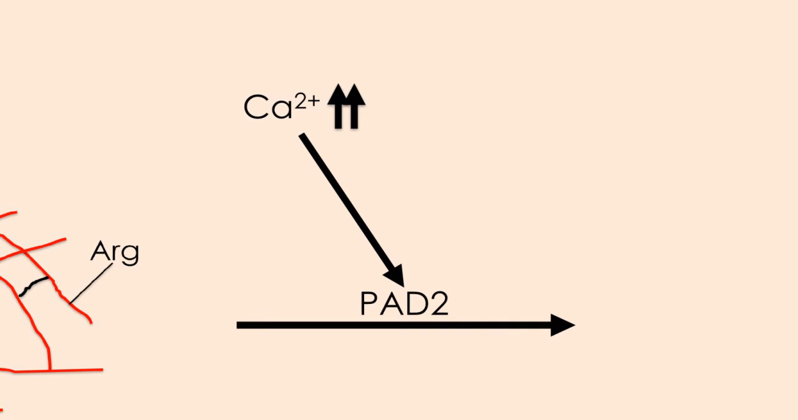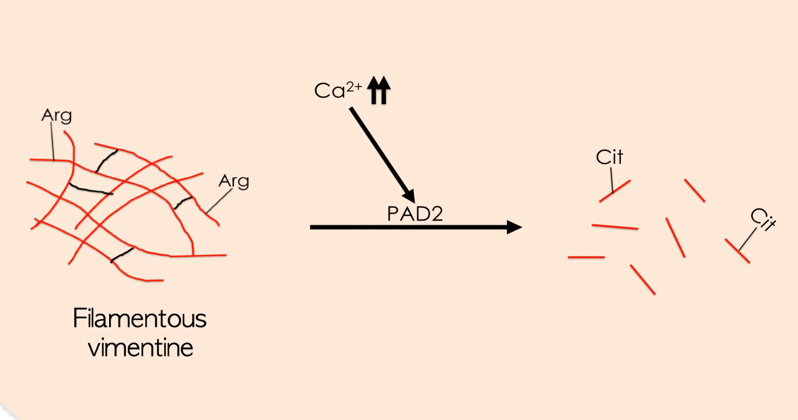During apoptosis, the high intracellular calcium concentration activates PAD, which deaminates and reduces the isoelectric point of the head domain of vimentin. As a result, soluble vimentin is unable to polymerize and filamentous vimentin undergoes depolymerization. Therefore, the vimentin intermediate filament network is lost and the cell undergoes huge morphological changes.